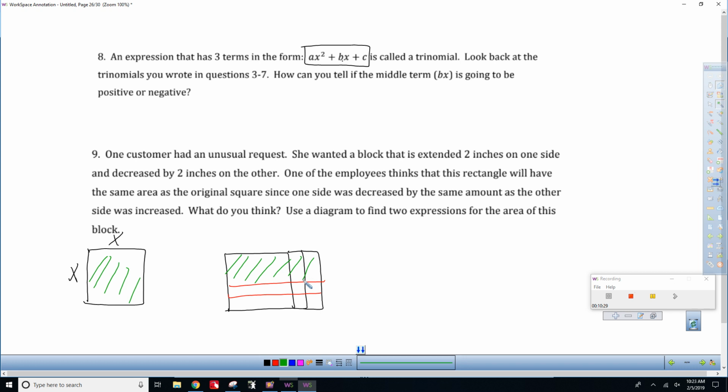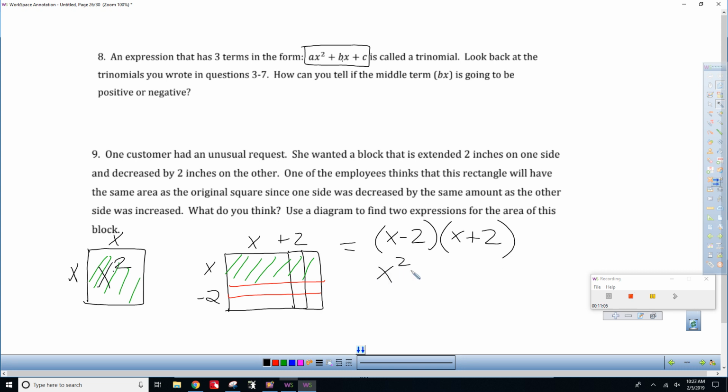Well, let's just do the math. This is why we do math. So this is X minus 2 times X plus 2, right? We'll find out. What's the area of this one, Carson? X squared. What's the area of this one? X minus 2 times X plus 2. Which was bigger, the negative or the positive? Neither one. Okay, so we're going to FOIL.